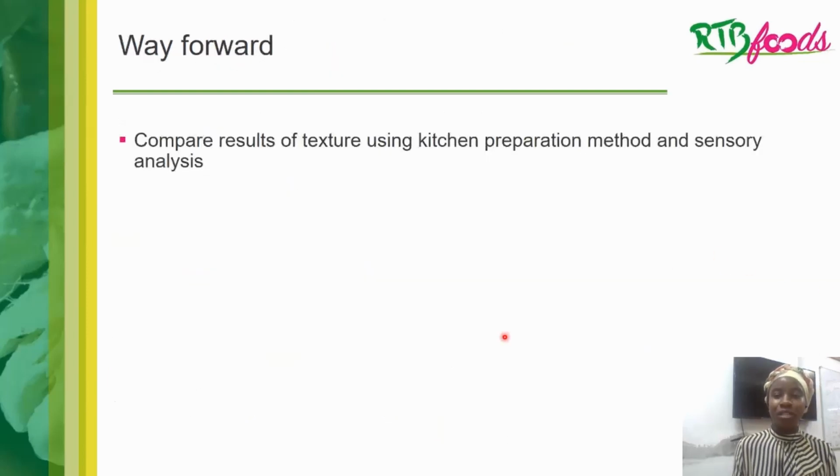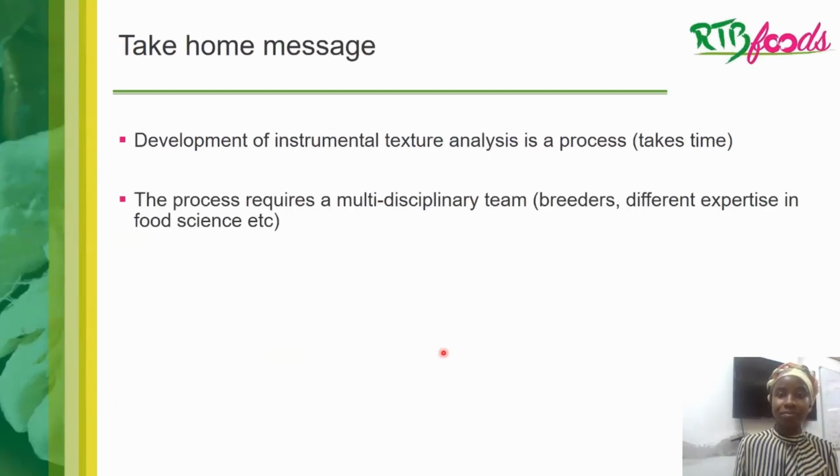Moving forward, we would like to see if the kitchen method could still give us results that correlate well with sensory texture. Like I mentioned, it would be a convenient alternative to the strict method of sample preparation. The take-home message from here is, one, that the development of an instrumental texture analysis is a process and it takes time. As you have seen, we have gone through several sets of experiments, and guess what? We still have to do some more.